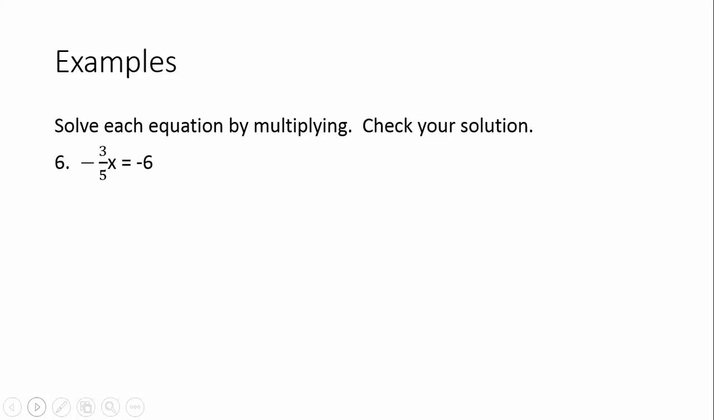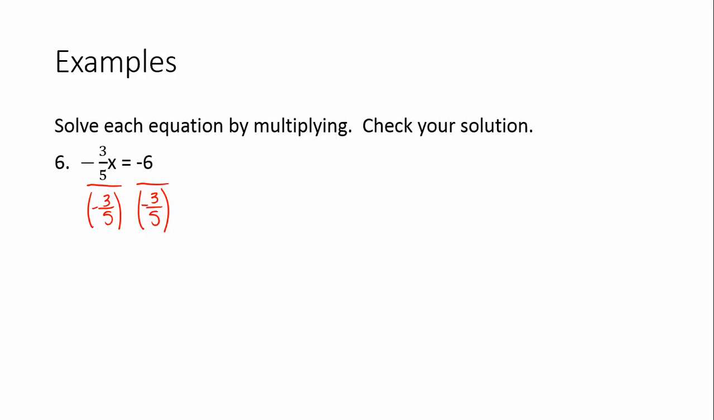The last example is a little more confusing. We want to solve the equation by multiplying and check the solution. So first we have to see what's happening here. x is being multiplied by negative 3/5. Well, if we go all the way back to the division property of equality, if x is being multiplied by that, then we want to divide both sides by that.